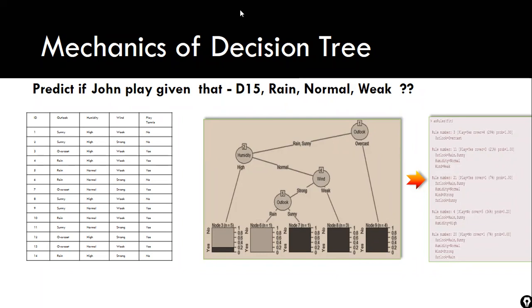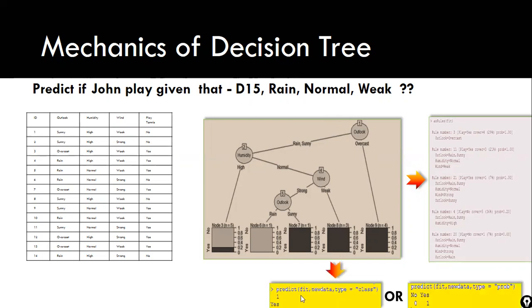Very good. No? Why do you say no, Gilbert? How about others? Jiva says yes. After I said yes, I can see a lot of yes here. So the outlook is rain, and the humidity is normal, and the wind is weak. Yeah, there is a high probability, 100%, that we will play tennis. There is a predict function available in R, and in Python also it is available.